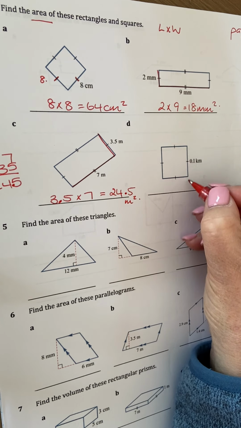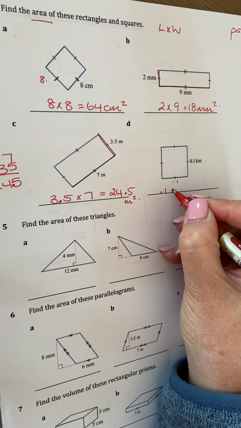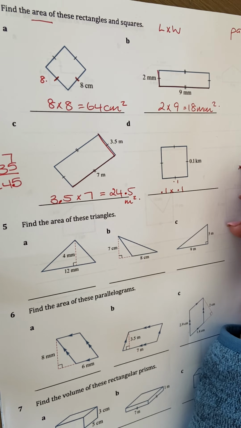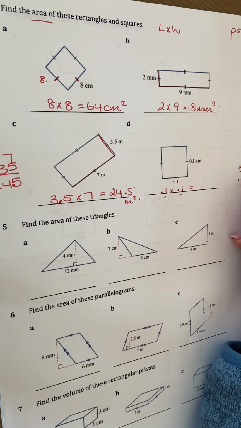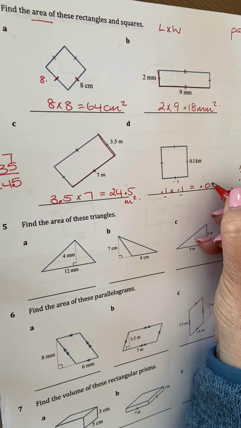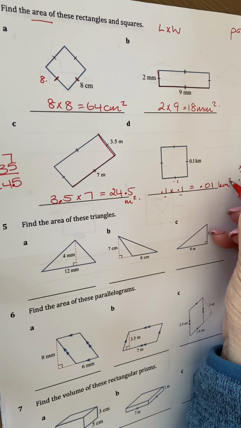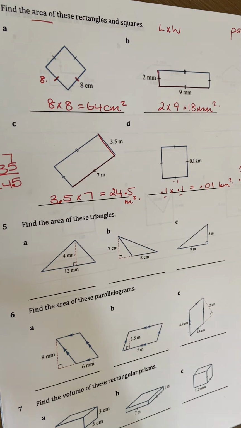And this one would be 0.1 and this is 0.1. 0.1 times 0.1. Well, 1 times 1 is 1, and there's 2 numbers after the decimal point, so it'd be 0.01 kilometres squared. Let's look at the triangles.